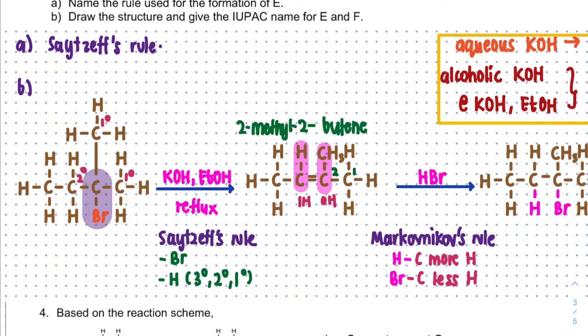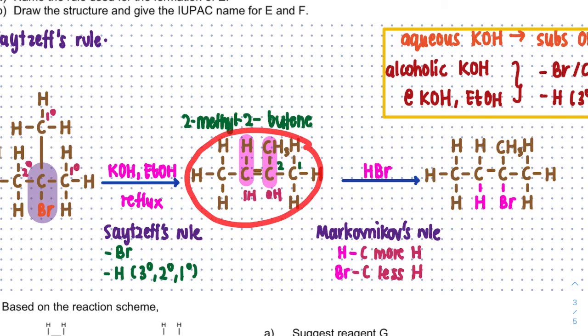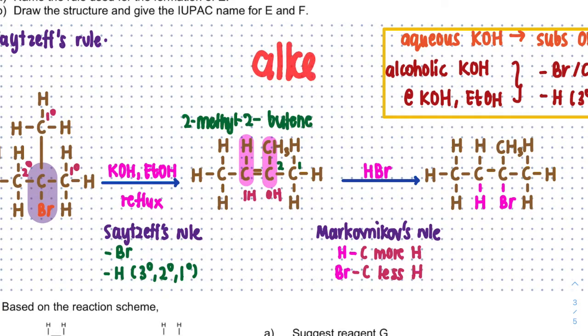Next, it mentioned that the 2-methyl 2-butene ni will react with HBr to form F. Okay, so when it reacted with HBr, so again, this is actually a reaction from, we have learned about our alkene.